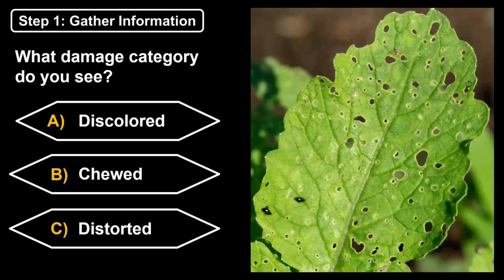Okay. I want you to think about, what damage category do you see in this photo? We have 3 different options here: discolored, chewed, and distorted. This refers back to our very first virtual session on diagnosing plant problems. Take a moment, feel free to write your answer in the chat if you'd like. You can see other people's answers. Which do you think we are seeing with this particular radish?